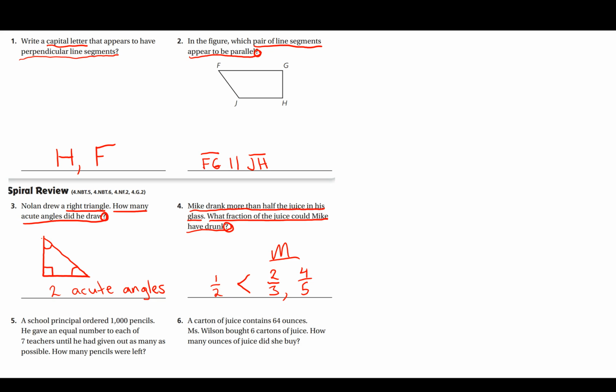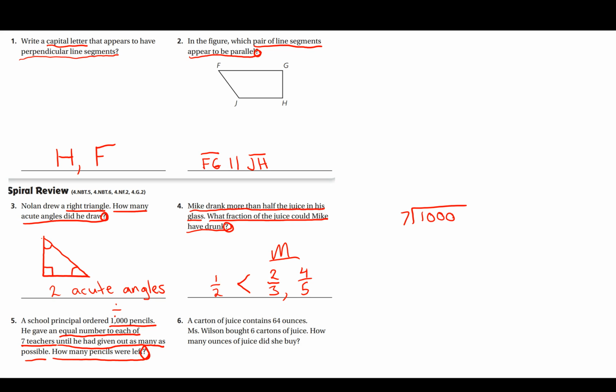All right, number 5, a school principal ordered 1,000 pencils. He gave an equal number to each of his 7 teachers until he had given out as many as possible. How many pencils were left? So again, this is equal number to each. That tells us that we're going to be doing some division. And we have 1,000 pencils that we need to divide amongst 7 teachers.